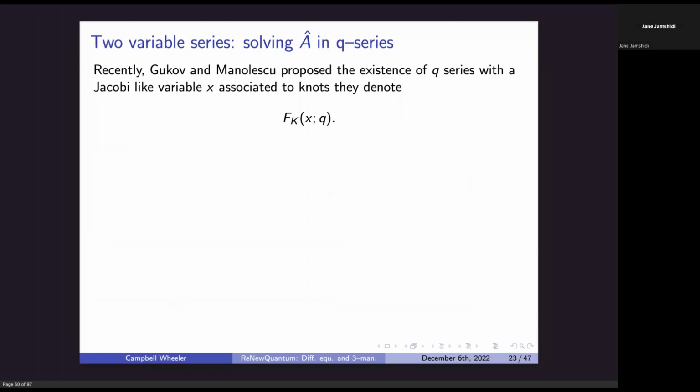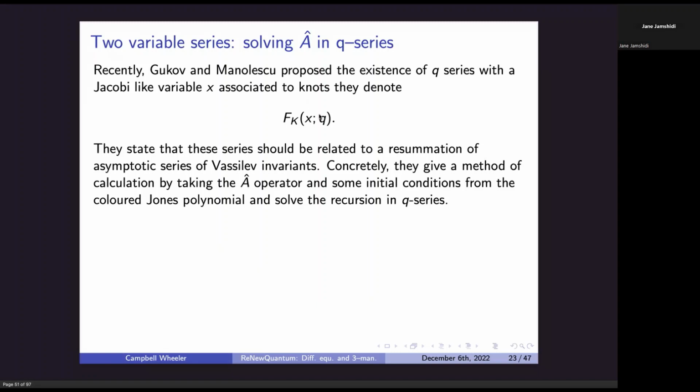Okay, so that's sort of the story at roots of unity, and that's more classical. But now I want to talk about q-series that are more recent. In particular, Gukov and Manolescu give some evidence for a two-variable series that depends on x and q that should correspond to knots. I guess for links you'd have more variables, but for knots, just these two variables, x and q.